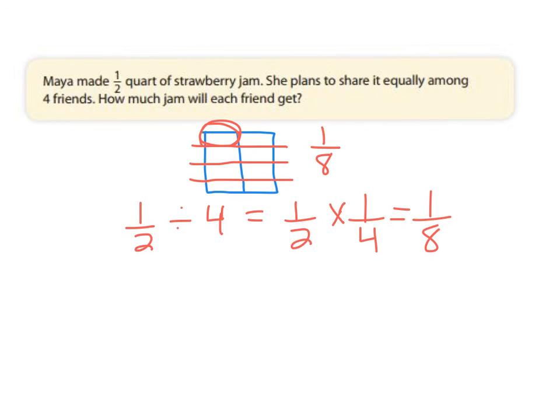Now, tomorrow when you come to class, we're going to be reviewing this to make sure we don't have questions, and then we're going to be spending the majority of the class period just working with division of fractions. Fractions with whole numbers and fractions with fractions.